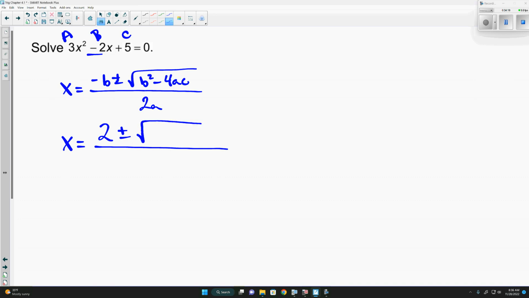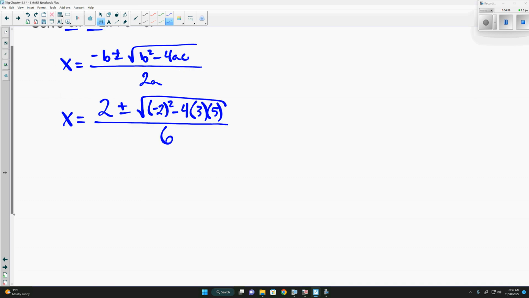Plus or minus square root of -2 squared minus 4. This is the one part I don't simplify at all because it's a lot going on all at once. So we have -2 squared minus 4 times a, which in our case is 3, and c is 5. All over 2a. Well, we said a is 3, so 2 times 3 is 6. So applying the negative to b, and doing 2 times a, I feel are pretty nice on the whole, especially compared to b squared minus 4ac.